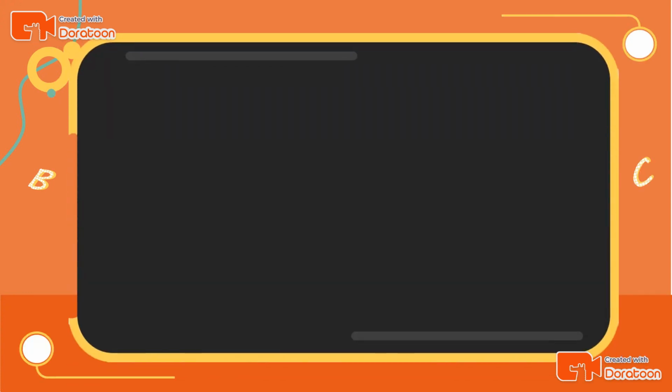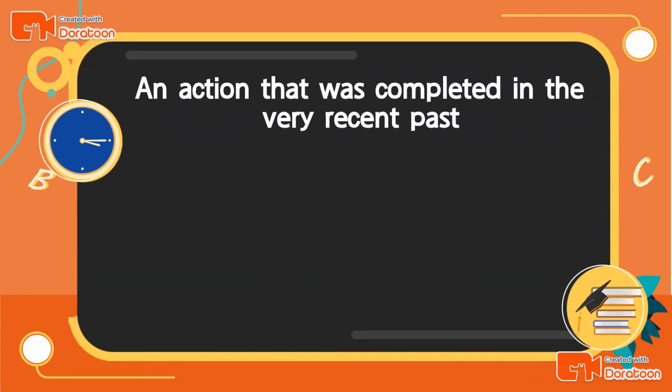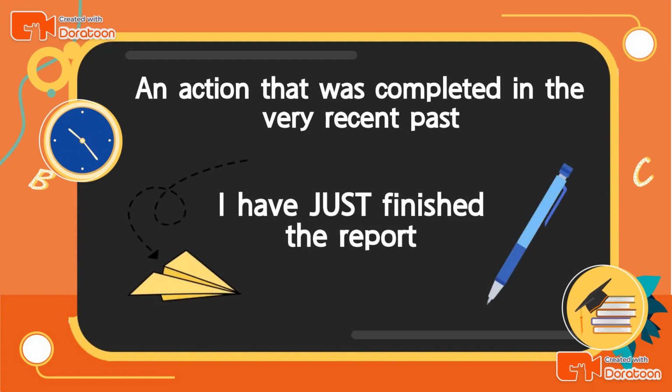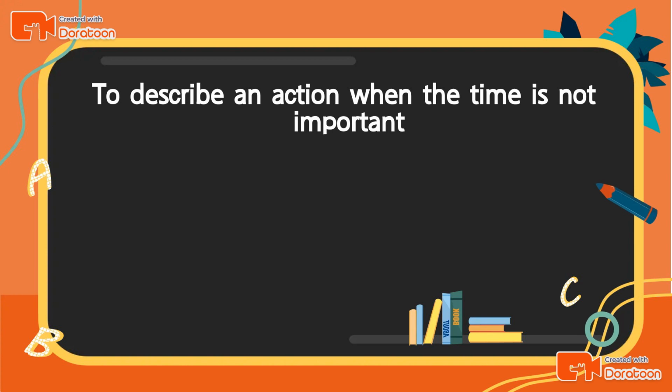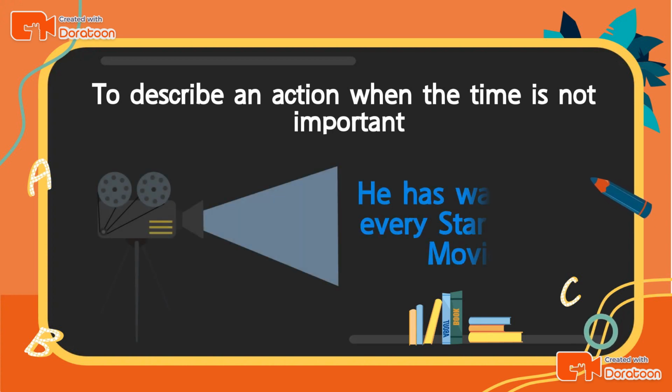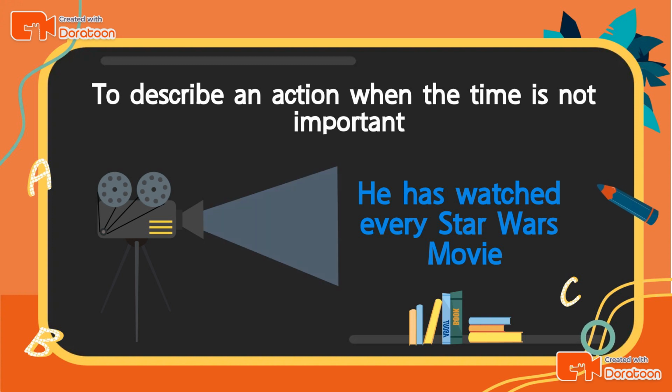We can also use the present perfect to describe an action that was completed in the very recent past, expressed by the addition of the word just, as in, I have just finished the report. The final instance in which we use the present perfect is to describe an action when the time is not important. For example, he has watched every Star Wars movie.